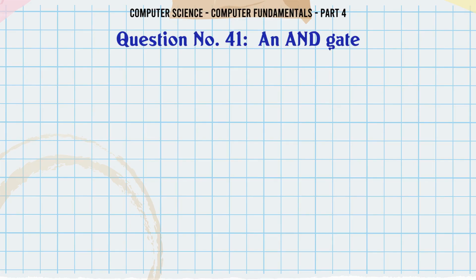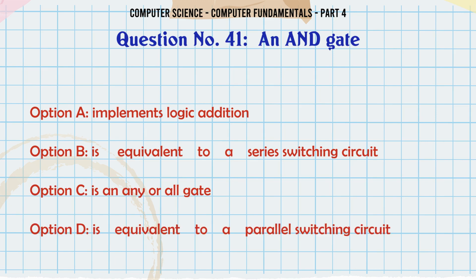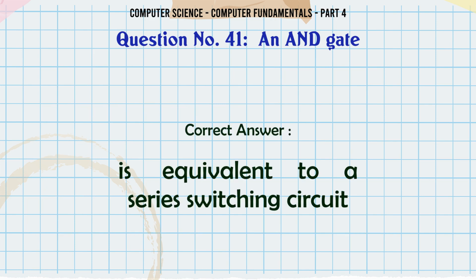An AND gate: A. Implements logic addition, B. Is equivalent to a series switching circuit, C. Is an any or all gate, D. Is equivalent to a parallel switching circuit. The correct answer is equivalent to a series switching circuit.